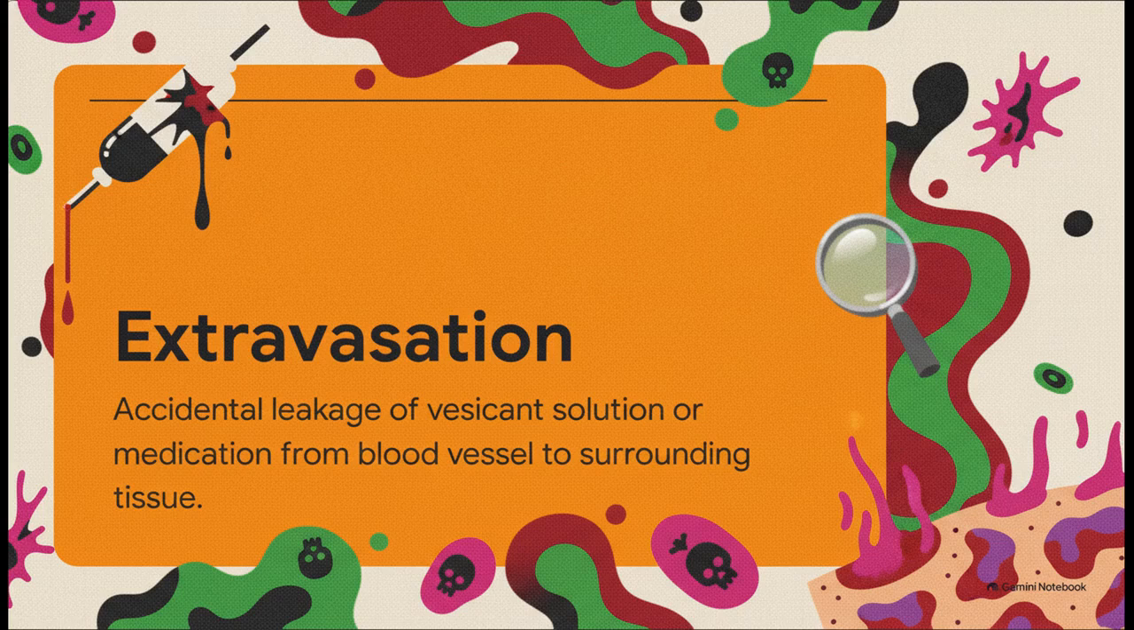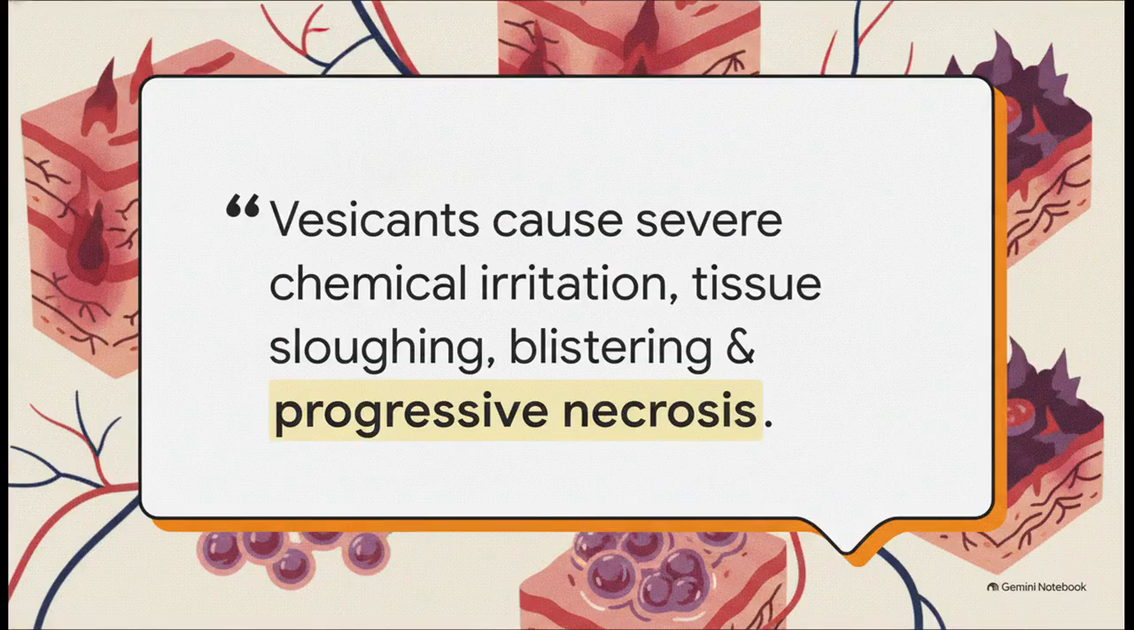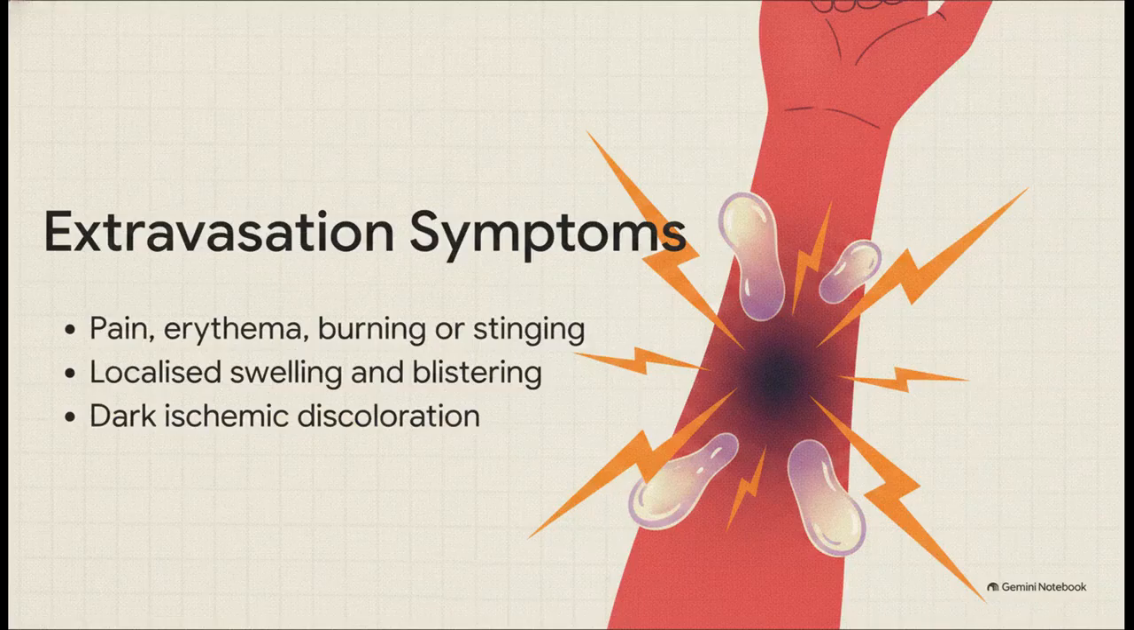Extravasation is the accidental leakage of a highly toxic vesicant solution or medication from the blood vessel into the surrounding tissue. The stakes here are incredibly high. Why? Because these vesicant drugs don't just sit in the tissue harmlessly. They actively destroy it. They cause severe chemical irritation, tissue sloughing, blistering, and progressive necrosis, which literally means the tissue begins to die. You absolutely cannot miss these warning signs.